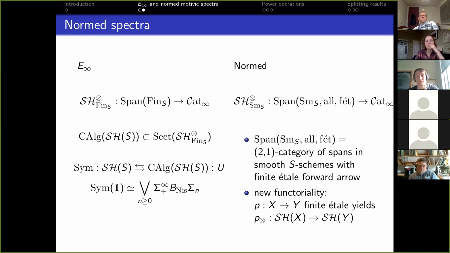Hey Tom, this is Kyle Ormsby. I was wondering whether you guys have thought at all about an operadic approach to these norm spectra, whether there might be some kind of operad where it's indexed on finite étale schemes instead of natural numbers. Is this in the works?